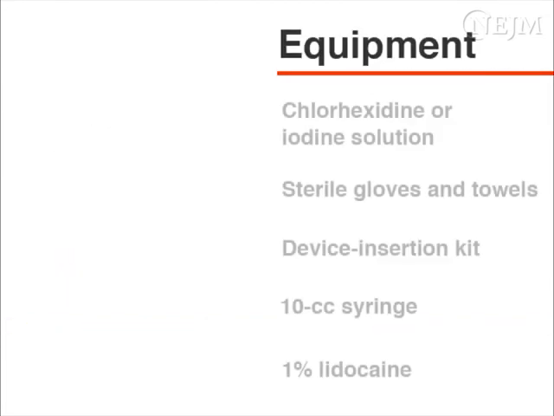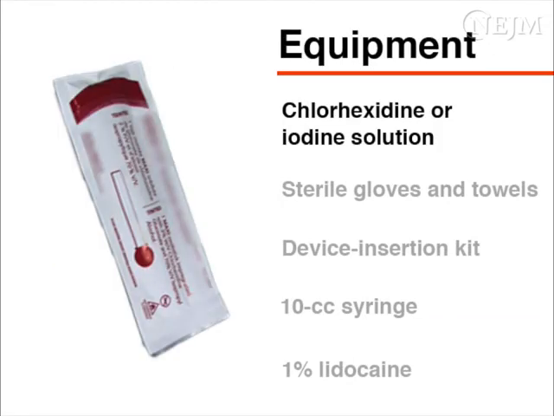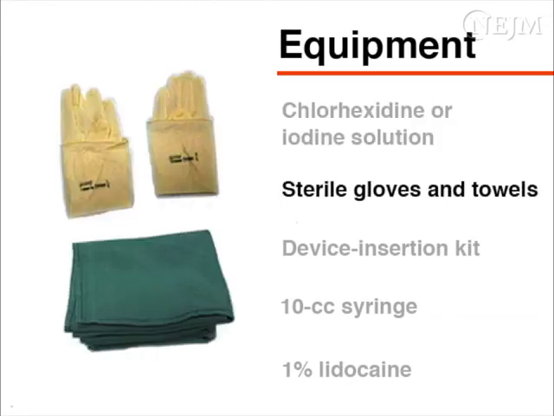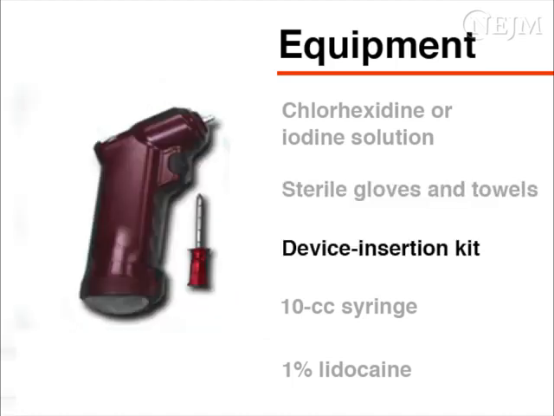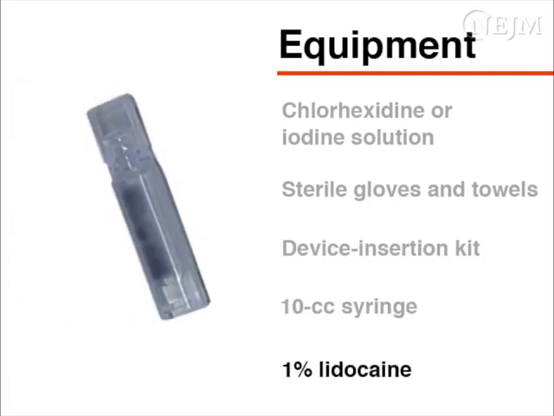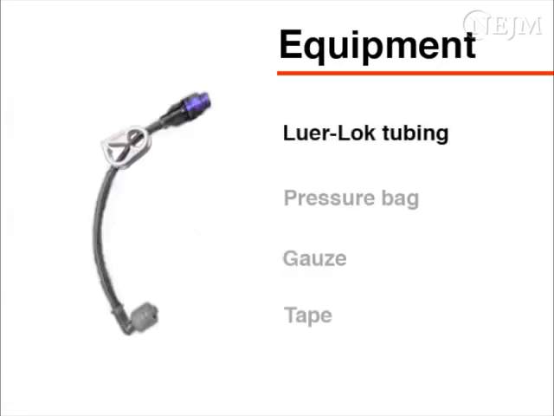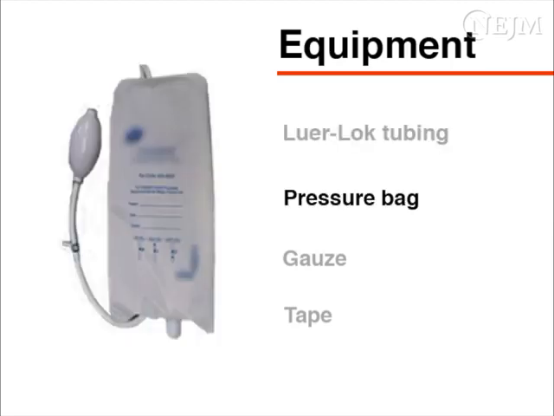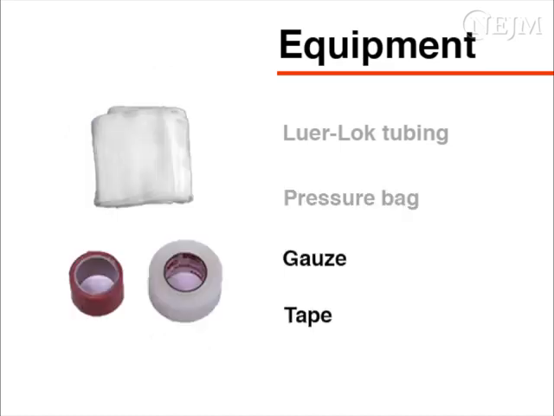The following items should be assembled in preparation for the drill-based insertion: chlorhexidine or iodine solution for site preparation, sterile gloves, sterile towels for draping the site, a device insertion kit for mechanical insertion, a 10 cc syringe for aspiration and infiltration, a solution of 1% lidocaine for analgesia if the patient is conscious, standard Luer lock tubing for the delivery of fluids or medication, a pressure bag if large volumes of fluids need to be administered through the intraosseous system, and gauze and tape for securing the device.